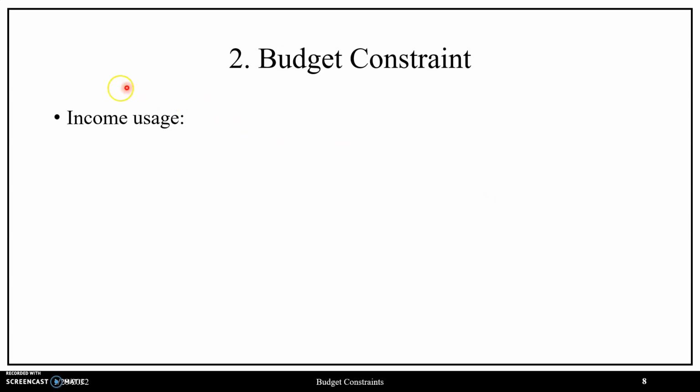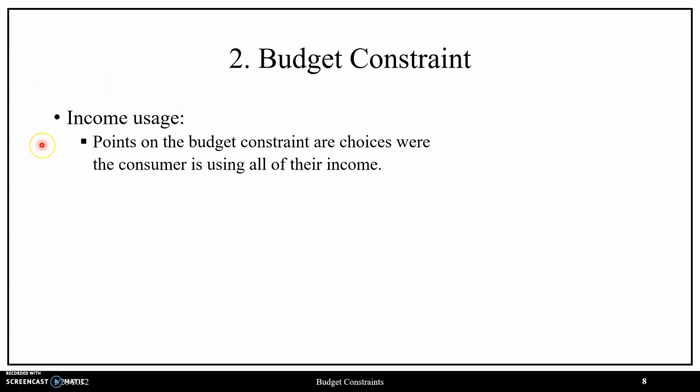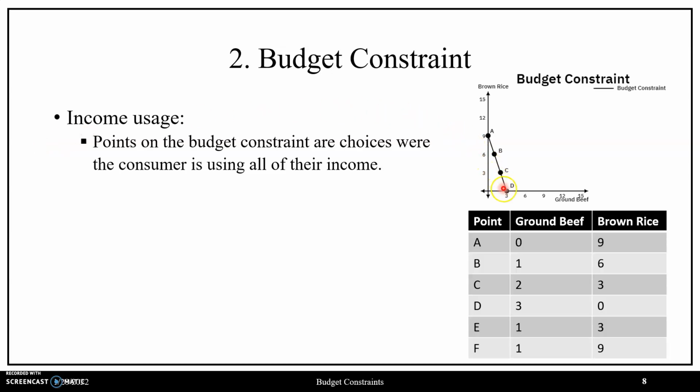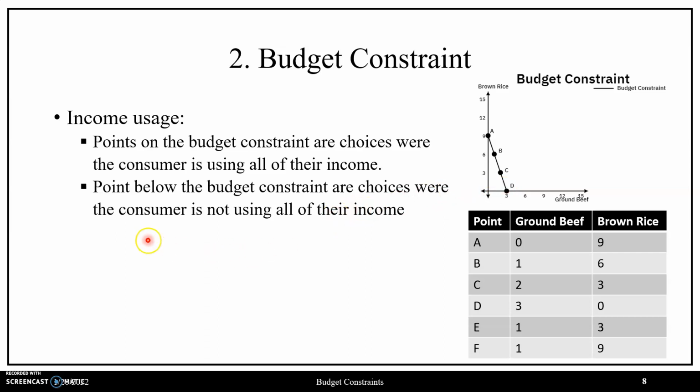So then, in terms of income usage, we saw in our prior slide, given the prices that they face and the income that they have, all points on the budget constraint will represent the consumer using all of their income, such as points A, B, C, and D. And as we've seen in our prior discussions, points below the budget constraint are going to be choices where the consumer is not using all of their income.